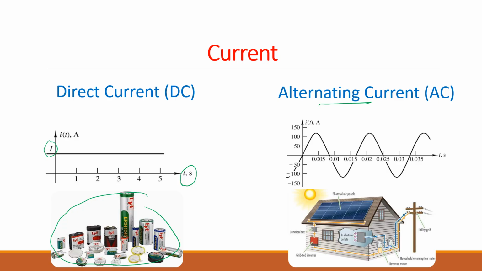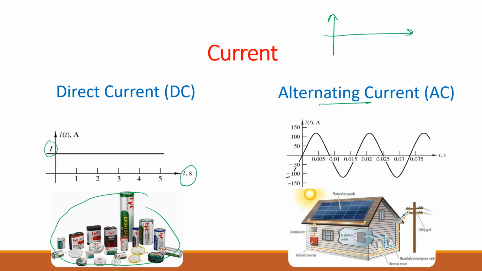So the current that we get from the wall socket is alternating current. We can convert the alternating current to direct current by using equipment. We will learn those things at the end of the course. Alternating current can also be just a change of direction.